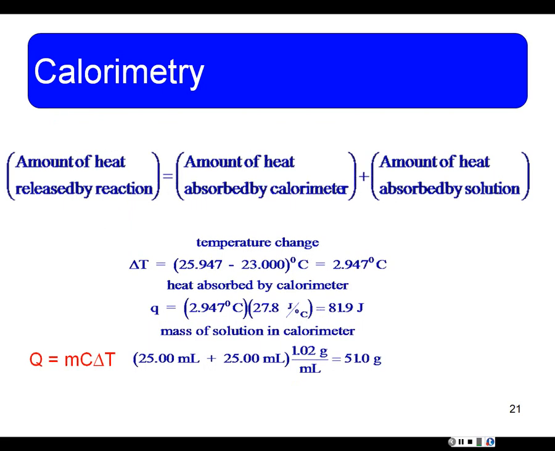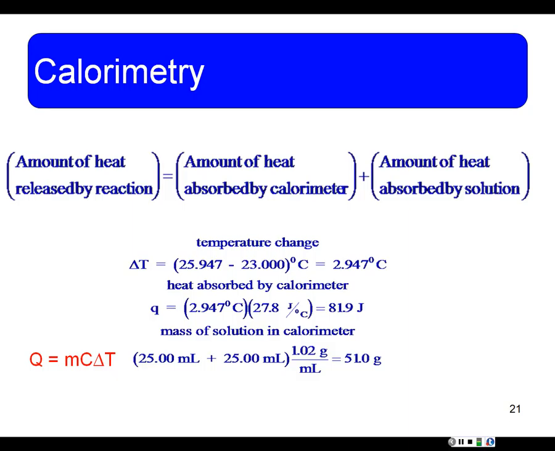Going back to a previous slide, for the amount of heat released by this reaction, we have to take into account the heat that's going to be absorbed by our calorimeter and by the solution, or the water here in our situation. So the first step is to find change of T. We took 25.9 minus 23, 2.9. We know we're going to have to use the change of T in our calculations. I would star this step. This is one of the most forgotten.